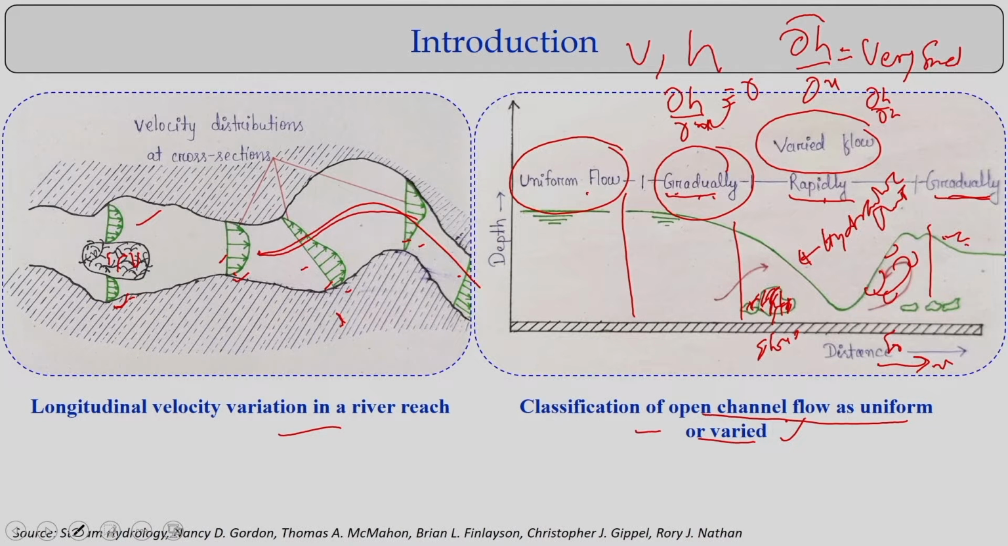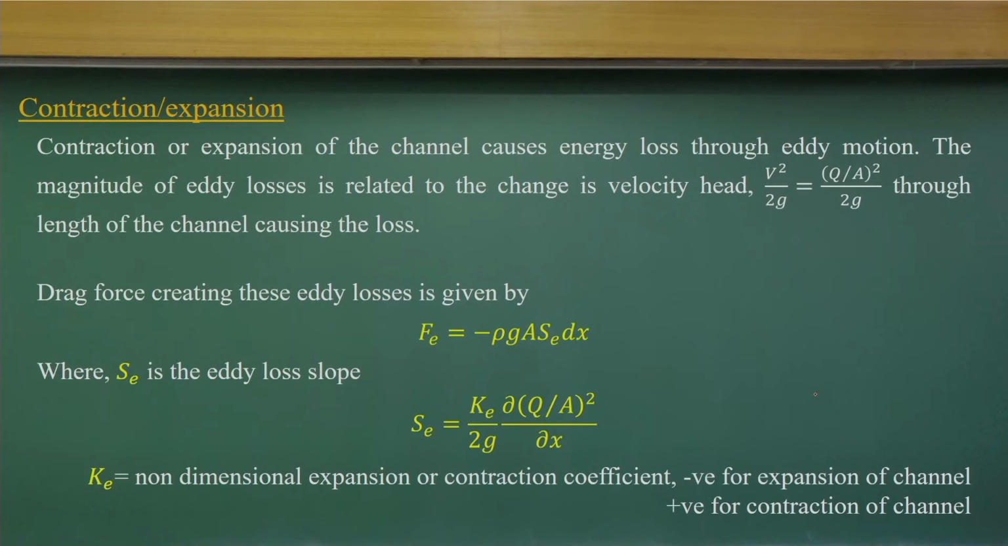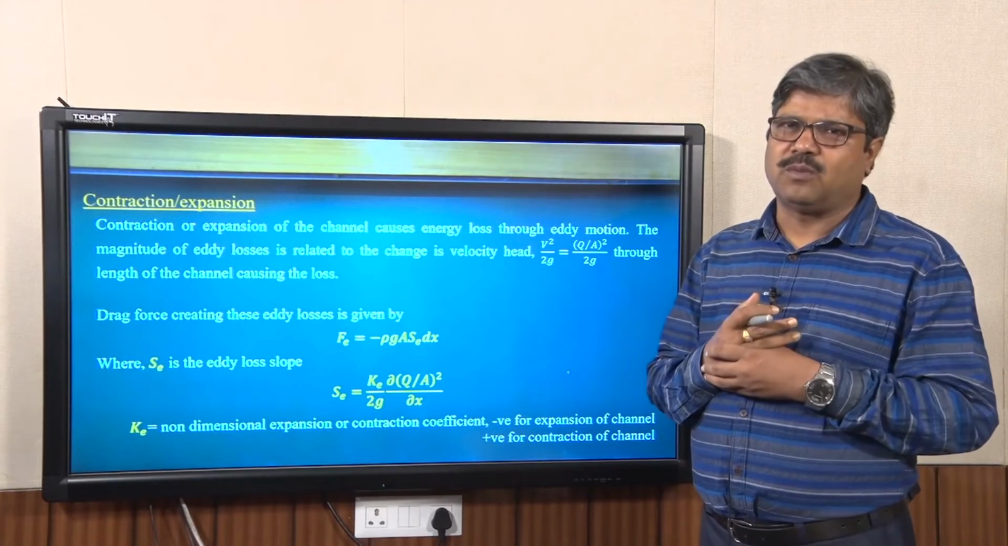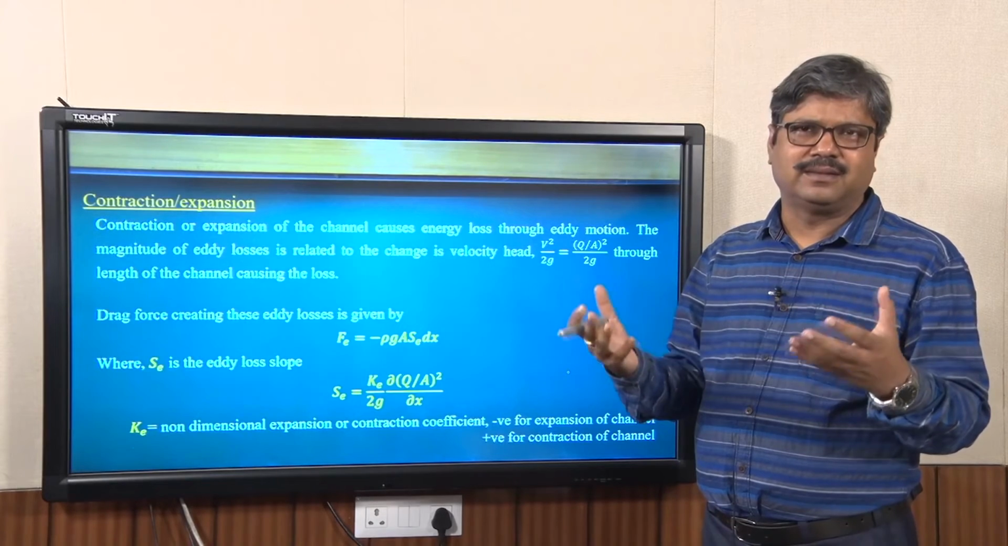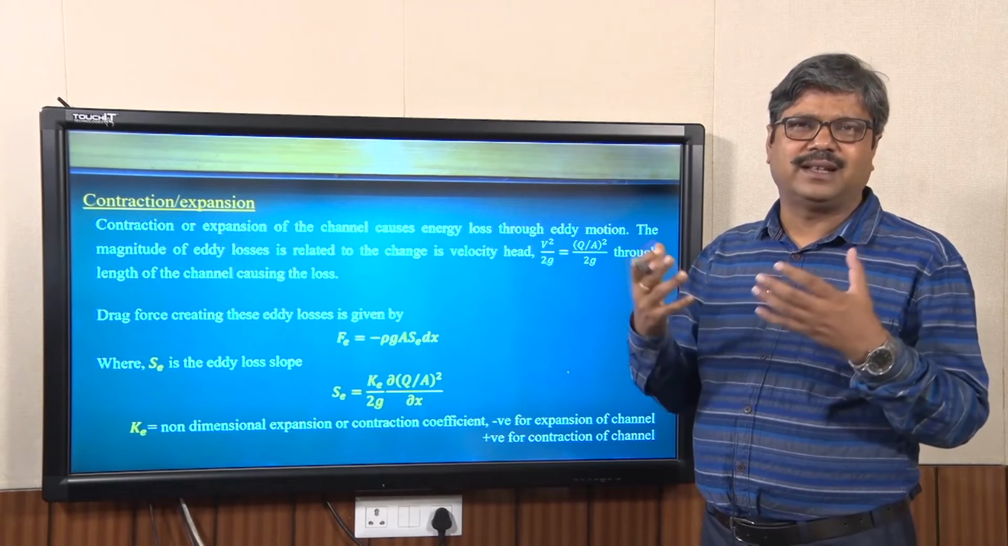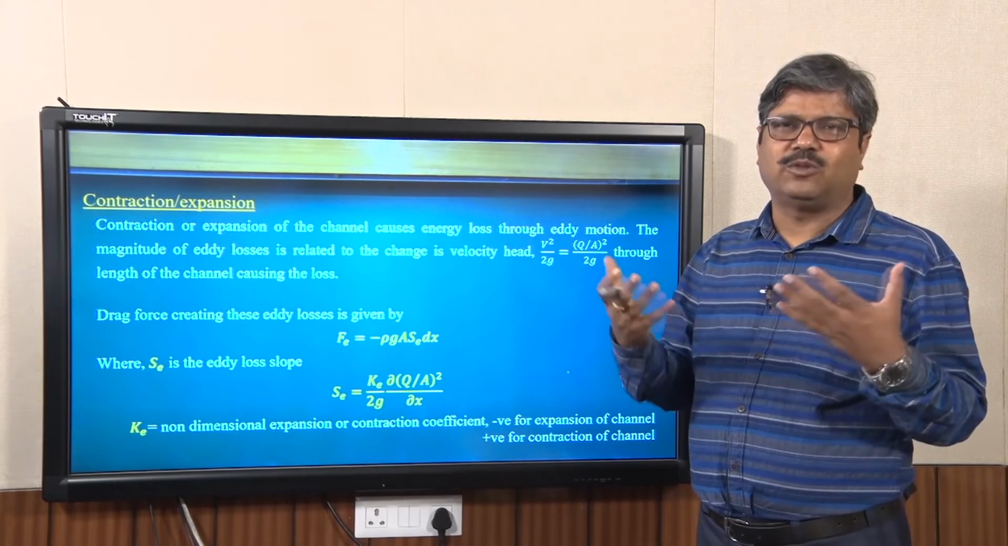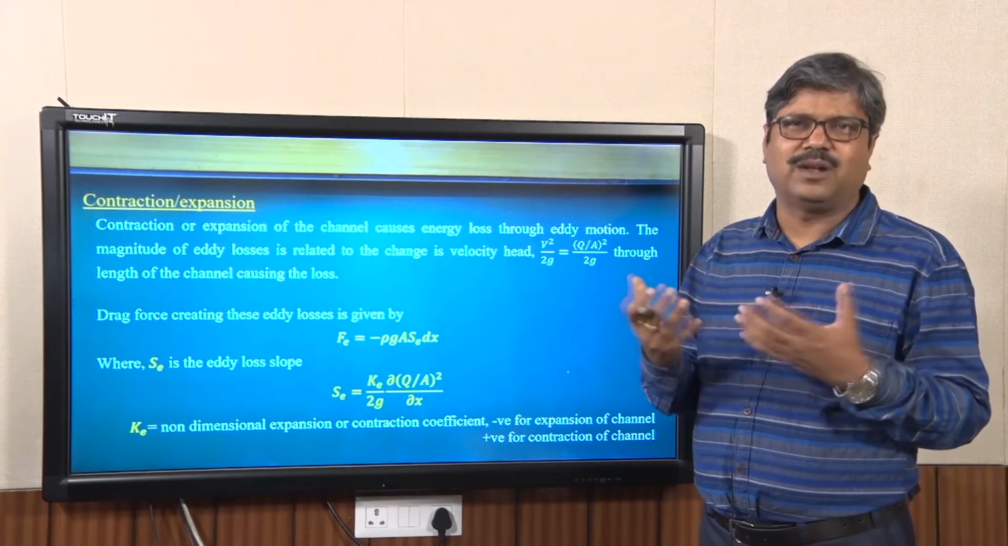Now we will come back to the basic concept we derived in the Saint-Venant equations, in terms of three force components. One is the gravity force, another is the friction force. These two forces are equal to mass times acceleration. That is what we have done.